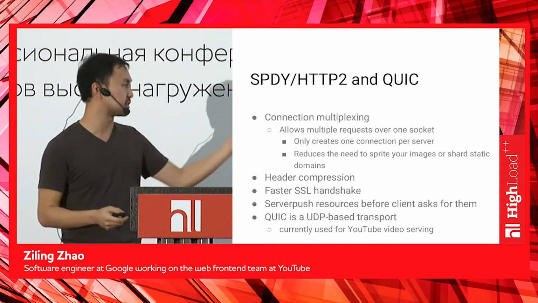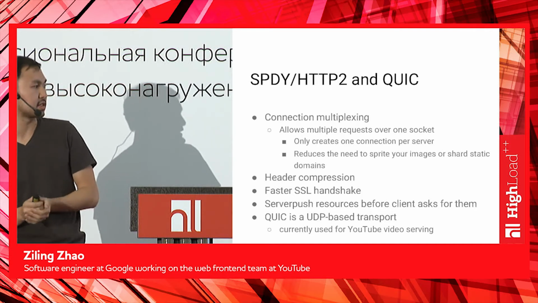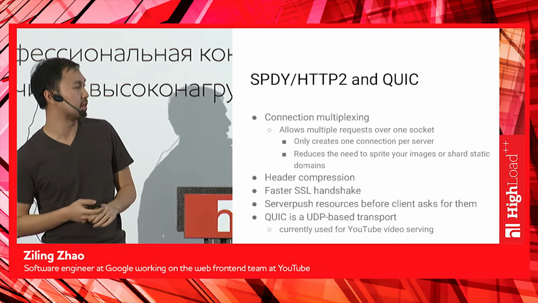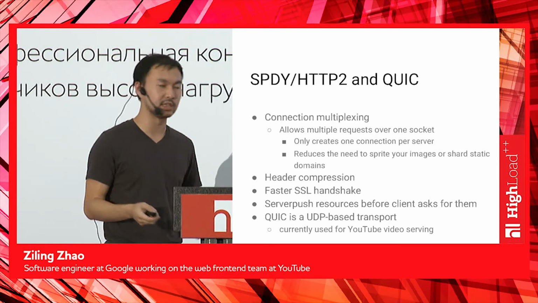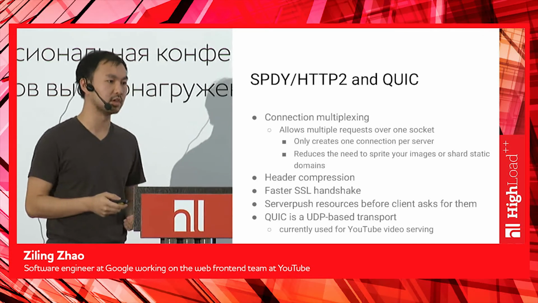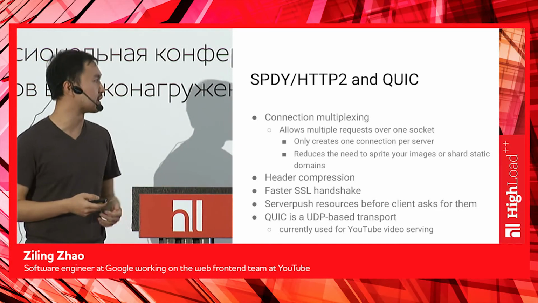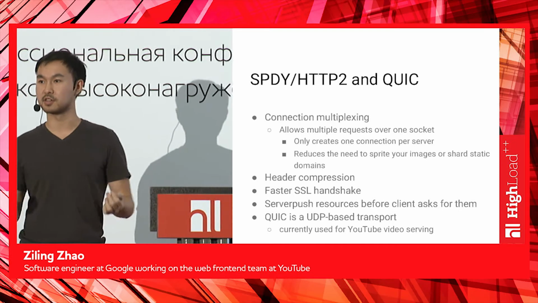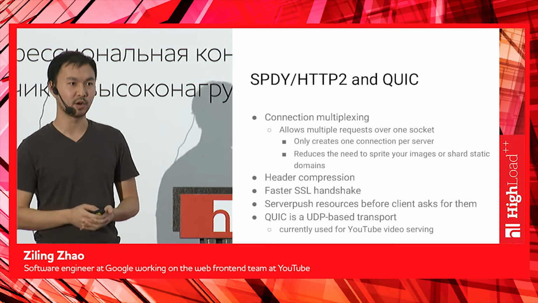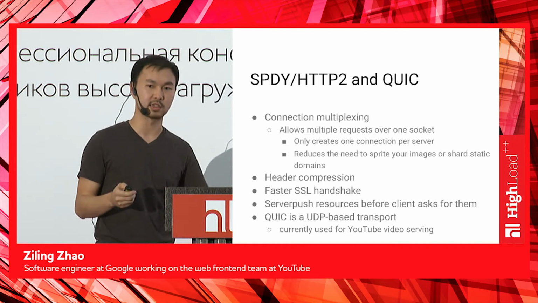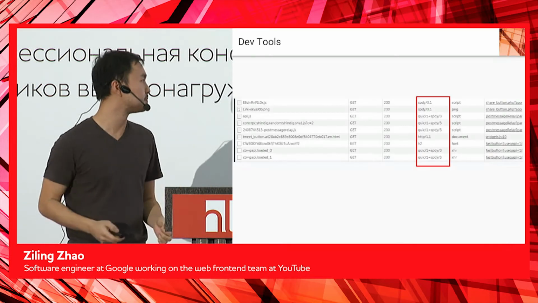Next thing it does is header compression. It has a faster SSL handshake. If you're using QUIC, which is a UDP-based transport using SPDY, which is what YouTube uses for video serving, it has zero SSL handshake. So if you're doing that, QUIC would be really awesome. Unfortunately, it only works in Chrome right now. Hopefully, other browsers start adopting it. There's also server push. You can actually start sending things to the browser before it starts asking you.